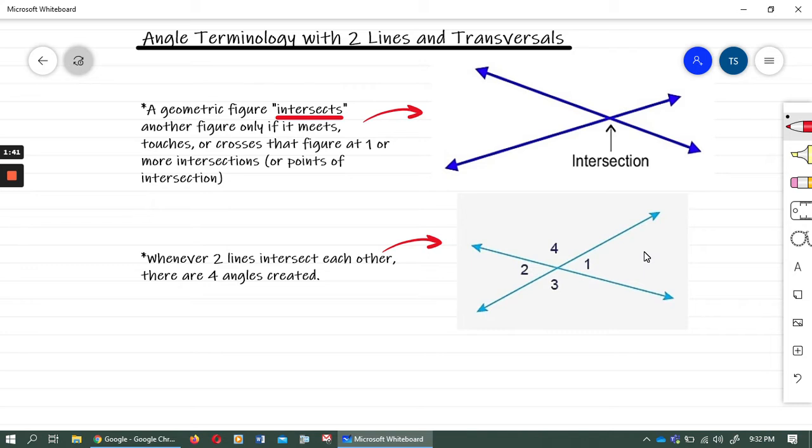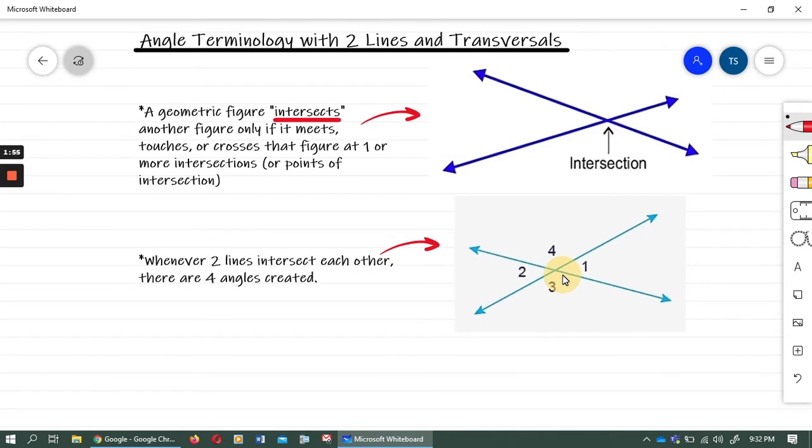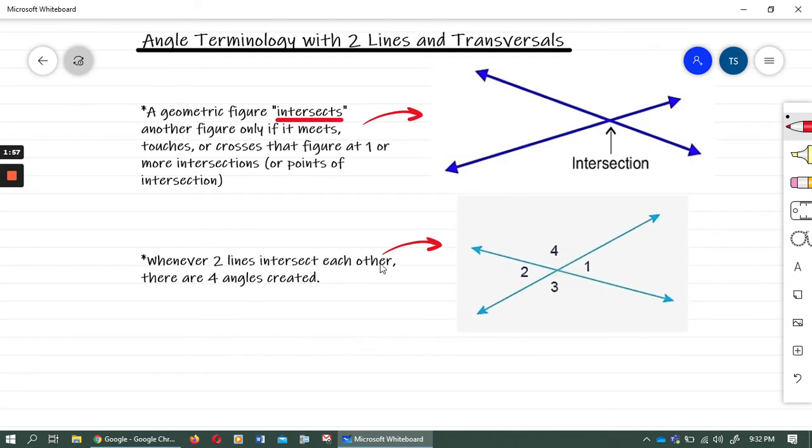Another thing you need to know about intersections is this. Whenever two lines intersect each other, like what you see in this first diagram and in this new diagram, there are four angles created.